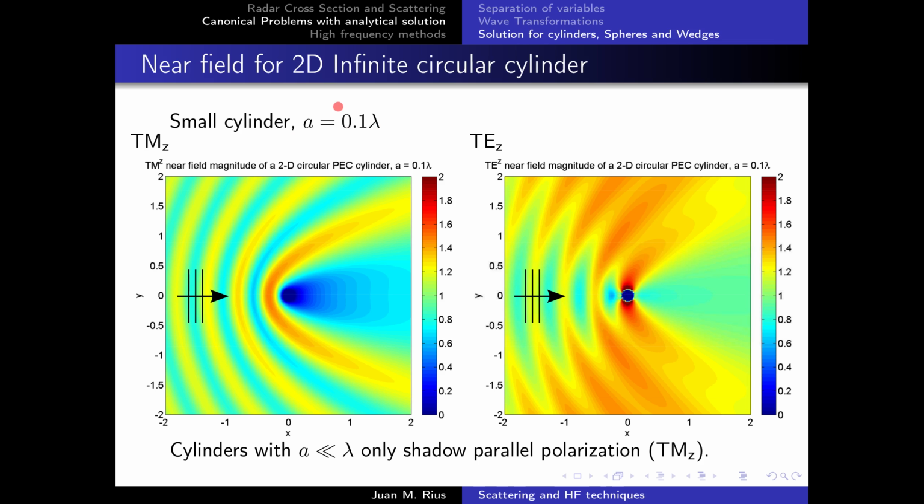For a cylinder of a small radius, electrically a small cylinder, we observe that in the TM case there is an incident plane wave in the x direction. There is some reflection here, and for that reason we can observe a standing wave, here, due to the reflection at the front of the cylinder. And after the cylinder we observe a shadow region due to the blockage of the incident field produced by the cylinder.